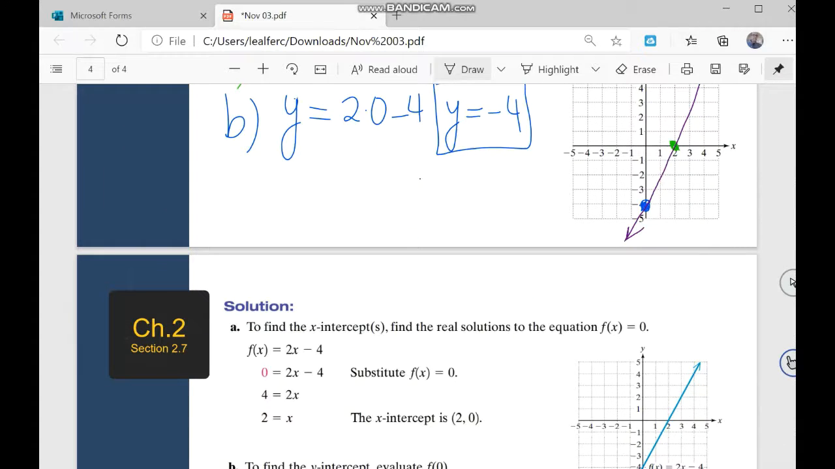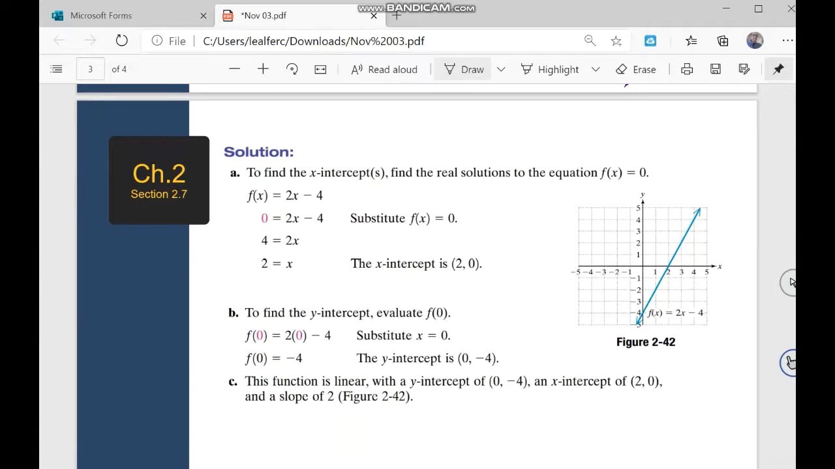If it doesn't look clear, you can always check the solution. This is the solution that I copied from the book. This is the solution that you're going to find in the textbook. But it's pretty much the same thing I've calculated, maybe with more step by step.